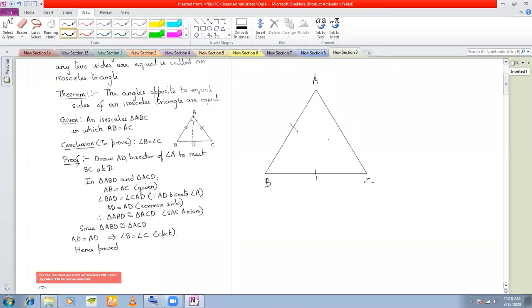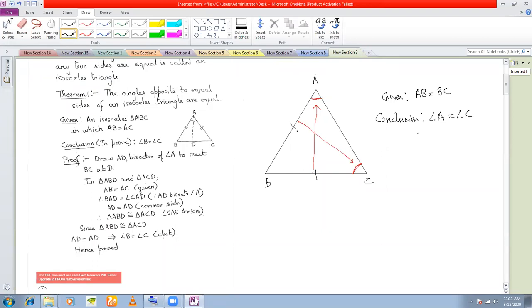Let us take this as my given isosceles triangle. In this I have given you that AB is equal to BC. According to this theorem, if you know that AB is equal to BC, then you can conclude that the angles opposite to these two sides are equal. What is the angle opposite to this side? It is this angle. And the angle opposite to this side is this angle. Then you can conclude that these two angles are equal. So my conclusion will be angle A is equal to angle C.